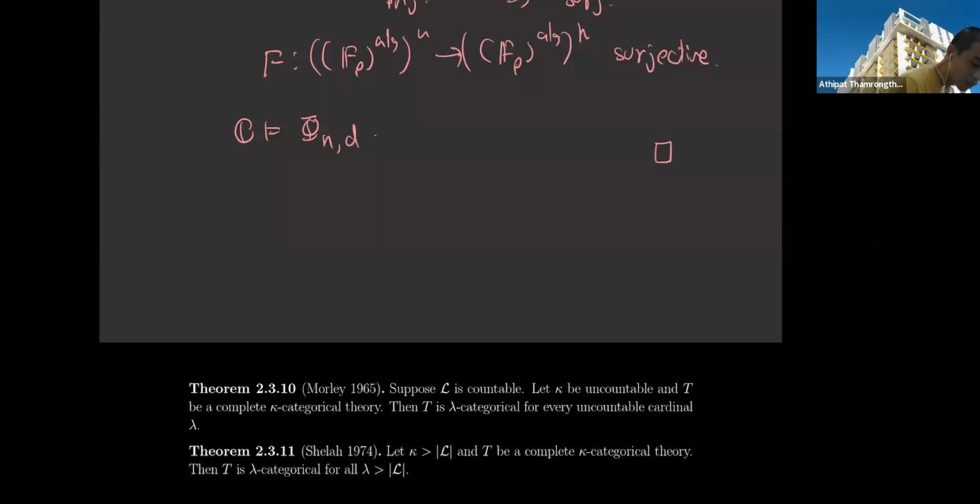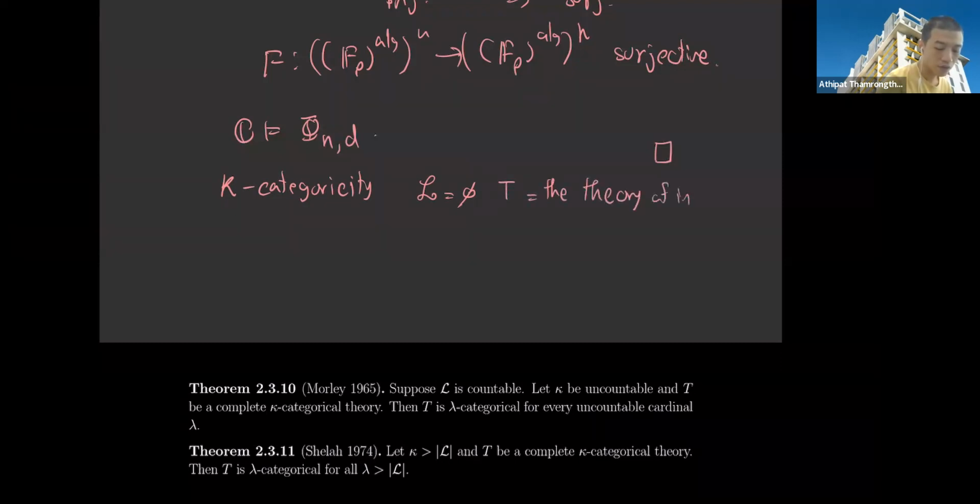So we know that when we talk about kappa-categoricity, if you consider the language L being the empty language, and T is the theory of infinite sets, here you can see that this is kappa-categorical for every infinite kappa.